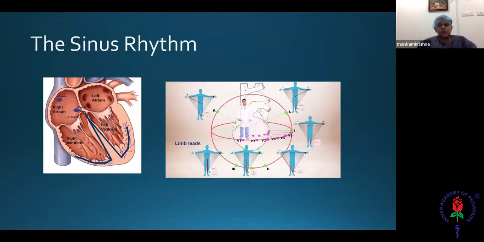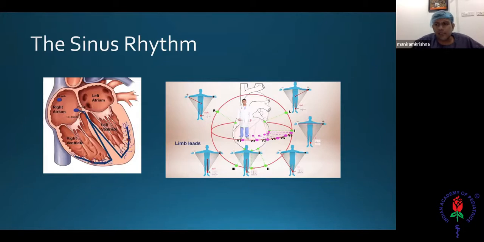With that, we'll go to the next part of our ECG interpretation, which is whether the rhythm is sinus or not. For that, we'll have to refer to the Einthoven triangle. And before we go to the Einthoven triangle, I would like to ask everyone what sinus rhythm is.